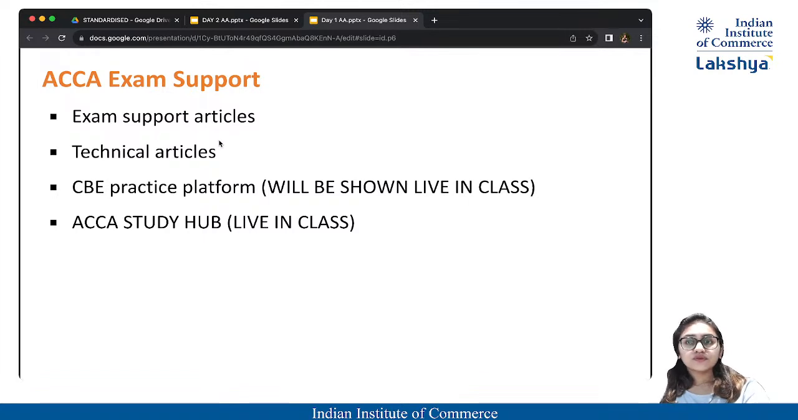So that will be known from the exam support articles, the technical articles, the CBA platform, which will be shown live in the class in the coming days, and the ACCA Study Hub, which is newly introduced, and we will show how to use the ACCA Study Hub. So that is something that will be covered in the class.